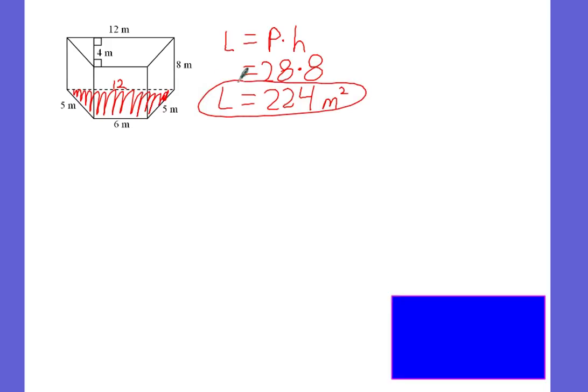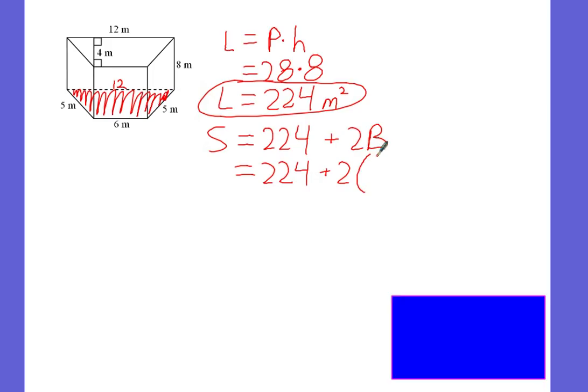Lateral area. Okay, let's go ahead and do surface area, which is just our lateral area. So I'm going to put that in right there. 224, we just found it, plus 2b, 2 of our bases. Okay, now keep in mind that b stands for area of our base, which is a trapezoid. So we're going to plug in the formula for area of a trapezoid right there, which I will provide you. I'm sure you probably remember that by now. We've done it a lot. So area of our base for trapezoid is base 1 plus base 2 times the height divided by 2.